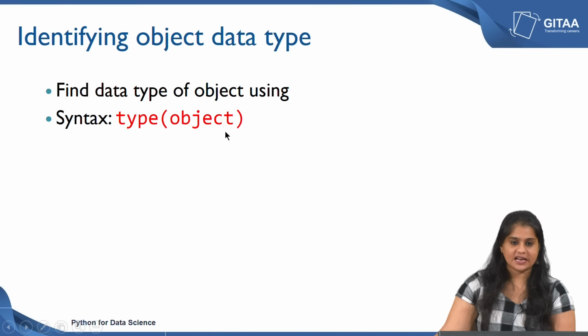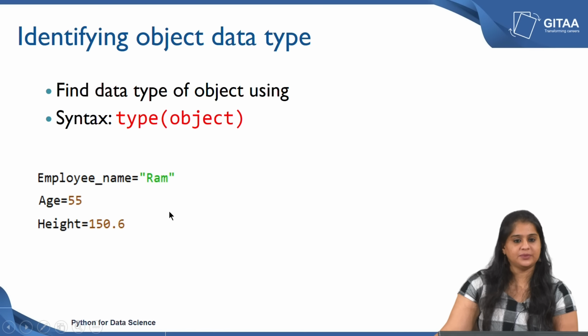Now, an object can be a variable, can be any of the data structures, it can be arrays or anything. In this case in particular, we are just going to look at how to find the data type of variables. Now, let us take a small example here. I have 3 variables here.